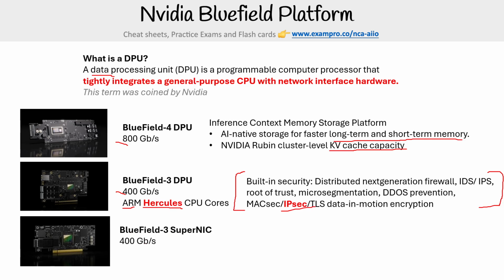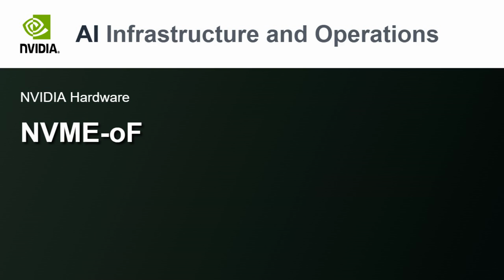really, really matters. We have Bluefield 3 SuperNIC. So notice that we've dropped the DPU name. It's just SuperNIC. It's still 400 gigabytes per second, but this is basically Bluefield 3 without the compute, without the data processing part of it, okay? So there you go.